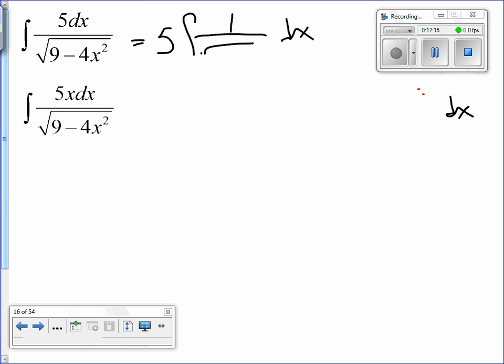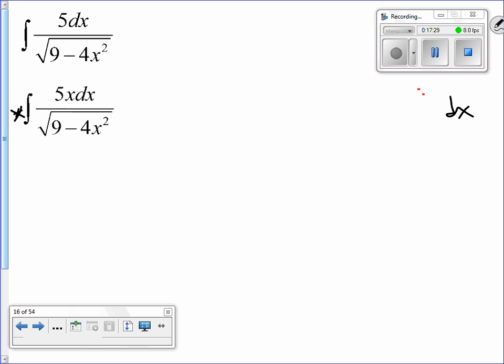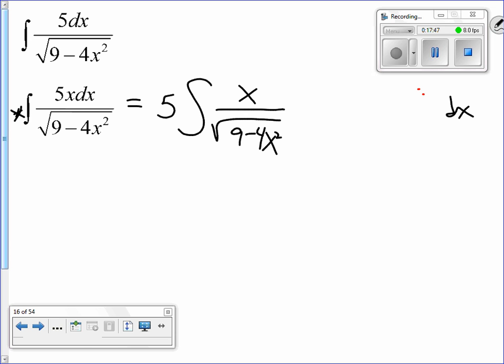that last one we wound up, we were stuck, right? We couldn't get du if we just tried to make u the big thing, what we normally do. So we couldn't get du. But how about for this next problem? Well, let's factor out the 5 anyway first. That way it'll just clean it up a little bit. So we've got 5 times the antiderivative of x over the square root of 9 minus 4x squared.